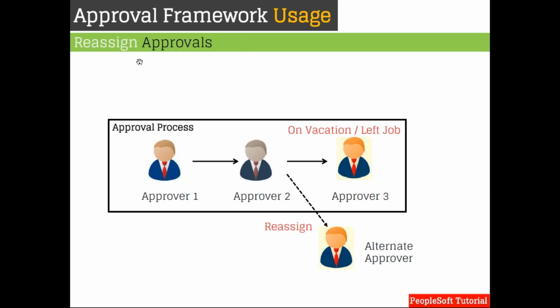Reassign approver. The administrator of the approval framework has the capability to reassign approvers in a situation when, say, the approver is on vacation or left the job or may not be available for a particular transaction to approve. So in that scenario, the admin person for that approval framework can reassign to another alternate approver.